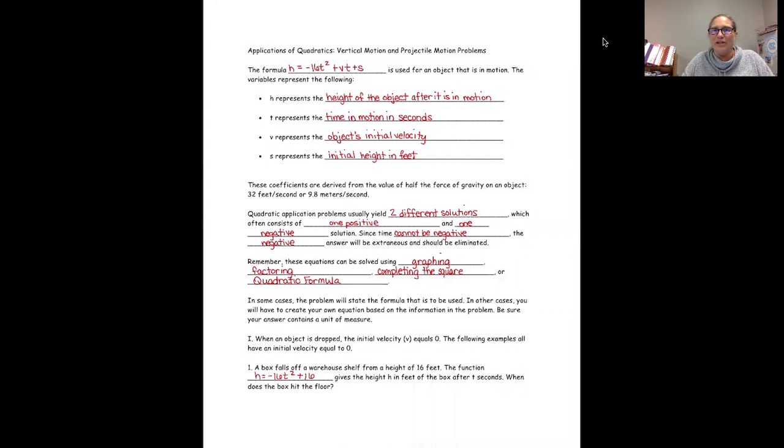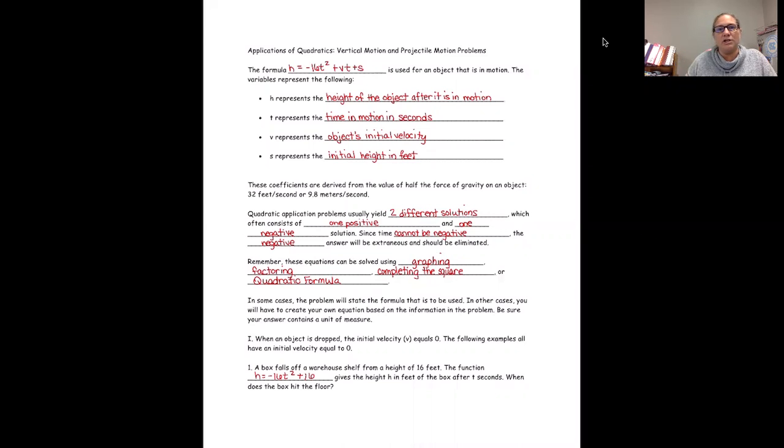Hey guys, today we're going to look at projectile motion problems and vertical motion problems, which are applications of quadratics, which is the chapter that we are currently in. This is not in Packet 5. This is a separate handout. And as you'll notice, some things are already filled in. So you may want to pause your video and get those notes real quick.